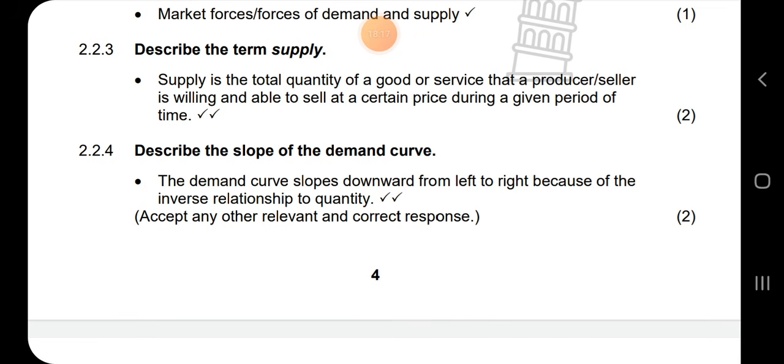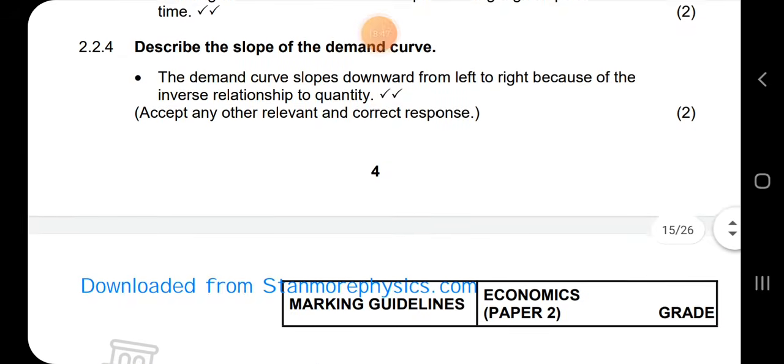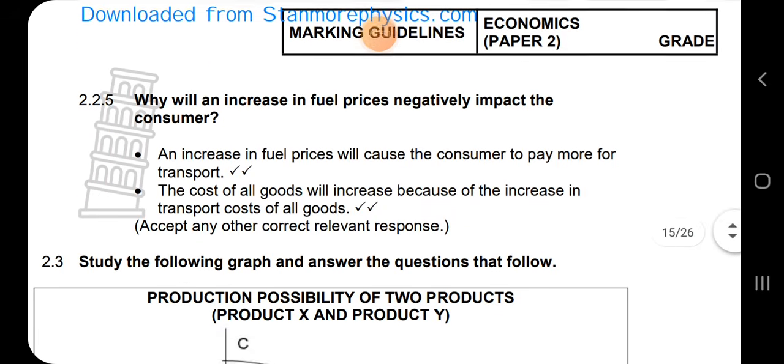2.2.4 says, describe the slope of the demand curve. So what is the slope of the demand curve? The demand curve slopes downwards from left to right because of the inverse relationship of quantity. When demand goes high, supply goes down, or if demand goes high, supply goes high. If demand goes down, supply goes down. So it's an inverse relationship, okay? So you can describe it anyhow. And any other relevant answer will be accepted.